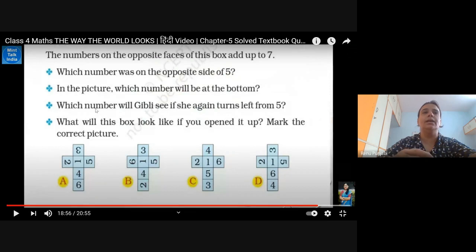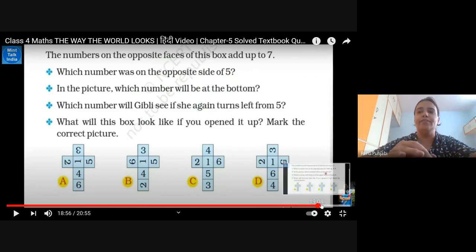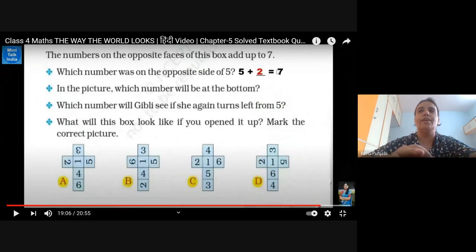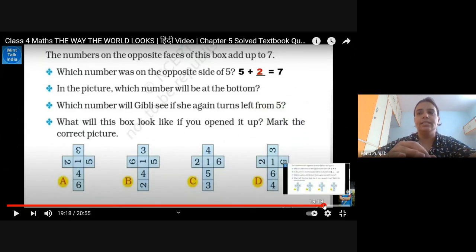Now, you have to do this page. The numbers on the opposite faces of the dice add up to 7. This is the rule. Now, which number was on the opposite side of 5? So, what will you write? 5 plus 2 is 7. You will give the answers in this way. 5 plus 2 is 7. In the picture, which number will be at the bottom? So, the top was 1, so the bottom will be 6.